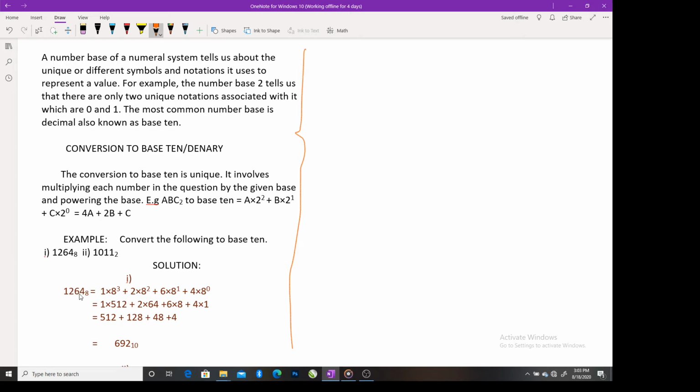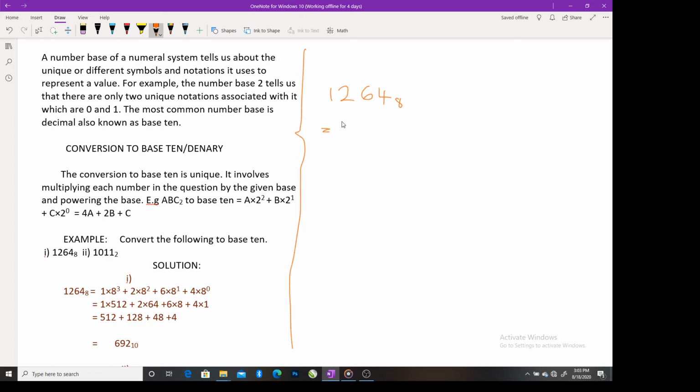You have 1264 in base 8. Oh, sorry, I made a mistake there. It is 1264, and it is in base 8. You have 1, 2, 6, 4. When it changes to base 10, what do you do?